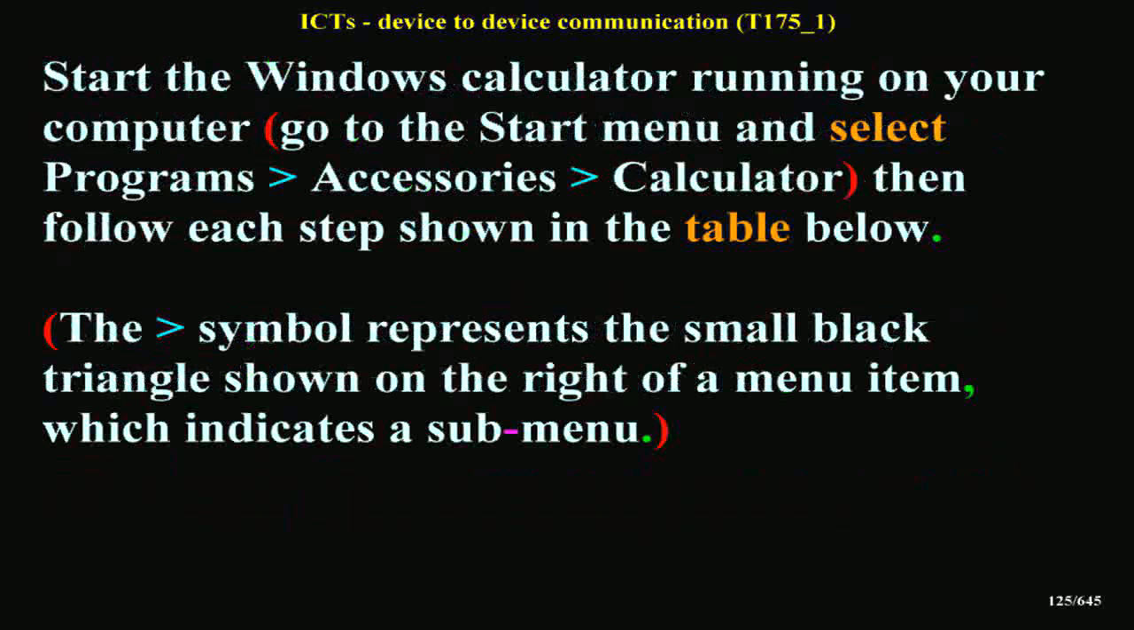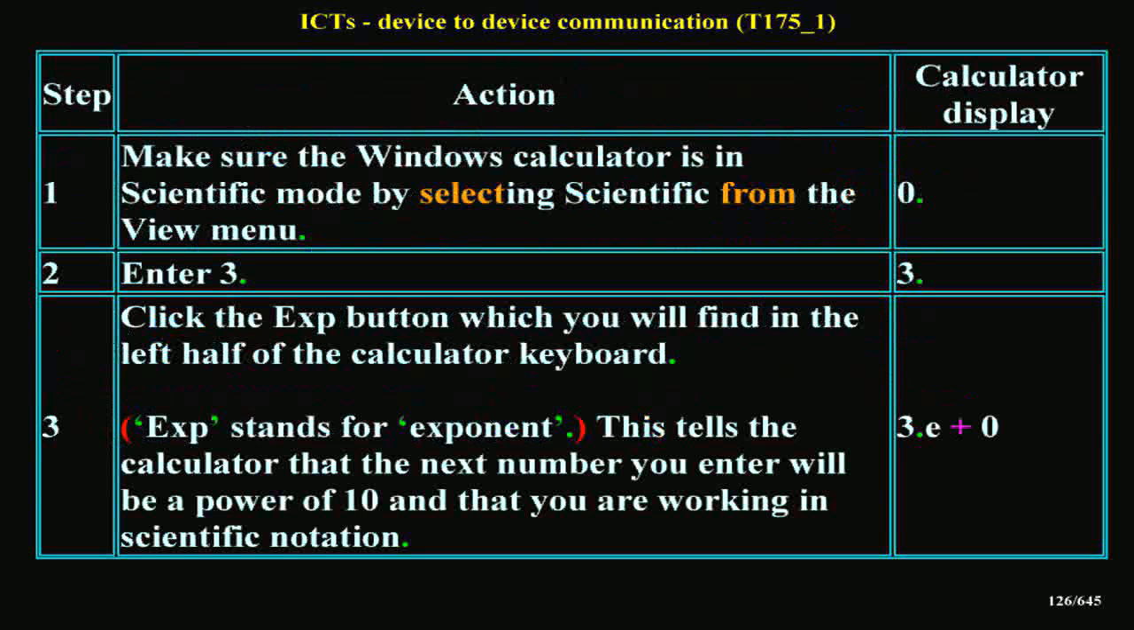Start the Windows calculator running on your computer. Go to the Start menu and select Programs, Accessories, Calculator, then follow each step shown in the table below. The symbol represents the small black triangle shown on the right of a menu item, which indicates a sub-menu. Step 1. Make sure the Windows calculator is in scientific mode by selecting Scientific from the View menu. Display: 0. Step 2. Enter 3. Step 3. Click the EXP button, which you will find in the left half of the calculator keyboard. EXP stands for exponent.